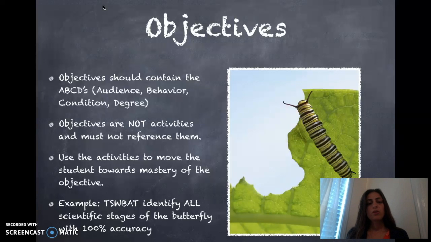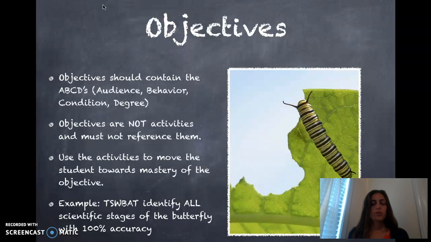So you need to make sure that your objectives are not activities. They must not reference them in any way, shape, or form. An objective should be able to be shown mastery of through any different activity that contains those verbs. So we want to use activities to move the student towards mastery of the objective, not vice versa. I have an example there at the bottom.